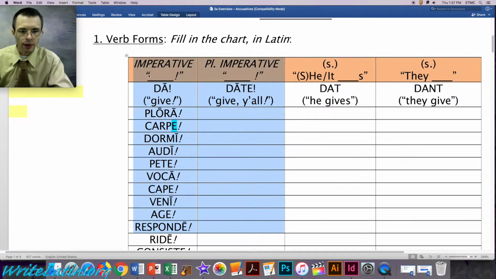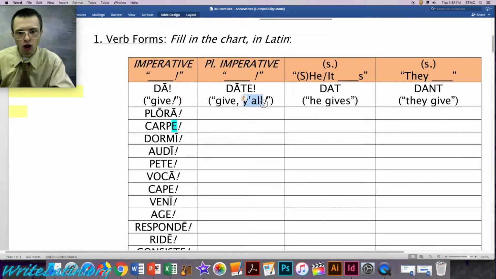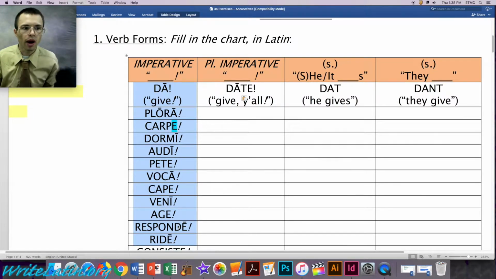Do it. Now in the far left column, we have the singular one, which is a command to just one person. And in the right, we have the plural command form, which is a command to 2 or more. So I've slipped in y'all here so that you'll know that this one's plural, but you don't need y'all. Okay, so in any case, the singular one is the very simplest form of the verb.